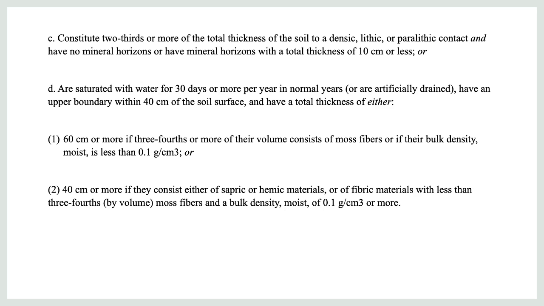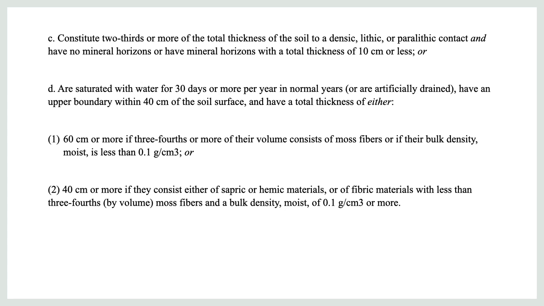Okay, and the other option is that we have a saturated soil, and this saturation lasts 30 days or even more in normal years, or the soil was artificially drained in the past, and it has an upper boundary in the first 40 centimeters below the soil surface, and has a total thickness of 60 centimeters if this material is composed basically of moss fibers and has a very low bulk density, or 40 centimeters if it's composed of materials with a higher stage of decomposition and or present a higher density.